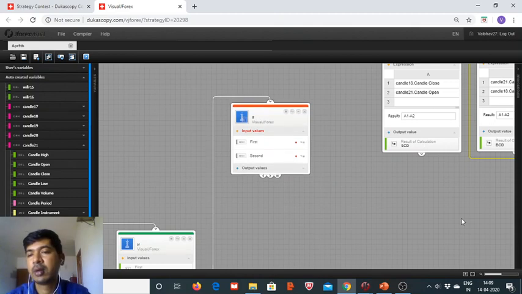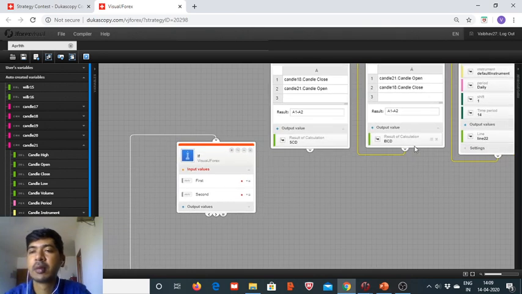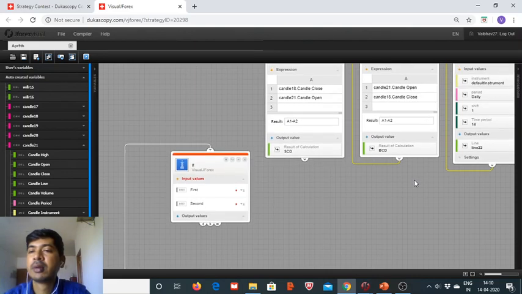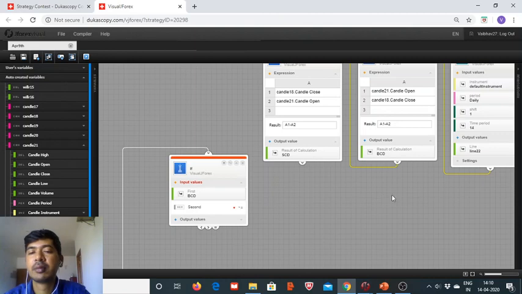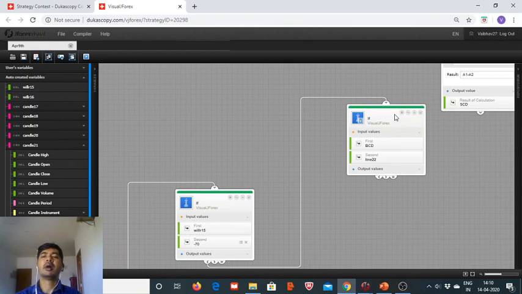Now we got the task of comparing the candle 21's open price and the candle 18's closing price. So here it should have been more than the ATR. So we take this, and now so far so good.